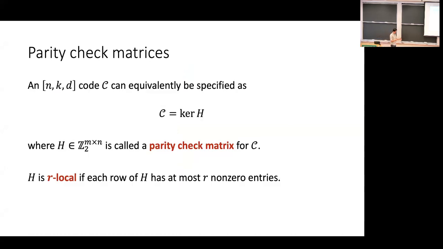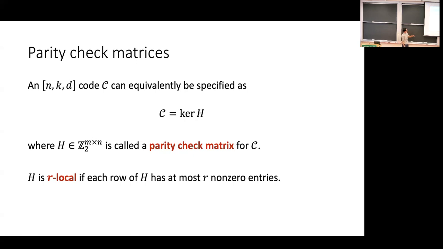So there's another way of looking at an error correcting code. Any linear [n, k, d] code can be specified as the kernel of some matrix. This matrix H is called the parity check matrix. It has a number of columns, which is the block length, like the number of bits in your codeword. And it has a bunch of rows. You can think of each of the rows as specifying constraints on what it means to be a valid codeword.